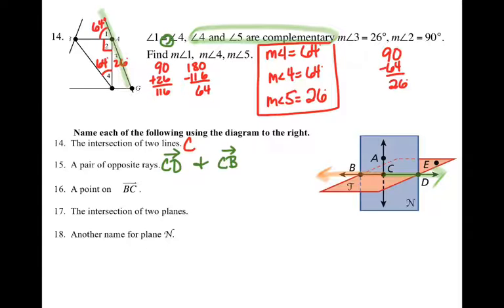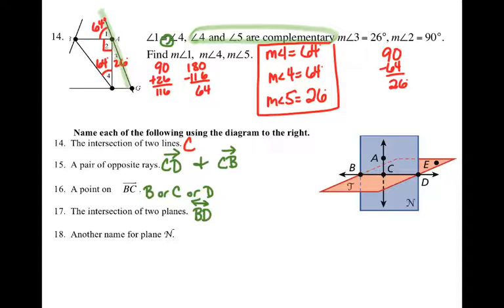All right, a point on ray BC. So any point on ray BC, you could put B, you could put C, or you could put D. All right, and then the intersection of the 2 planes. Well, when the 2 planes intersect, their intersection is a line, and it's line BD. Now, you could also call that line BC, or you could call it line CD, but it's that line.